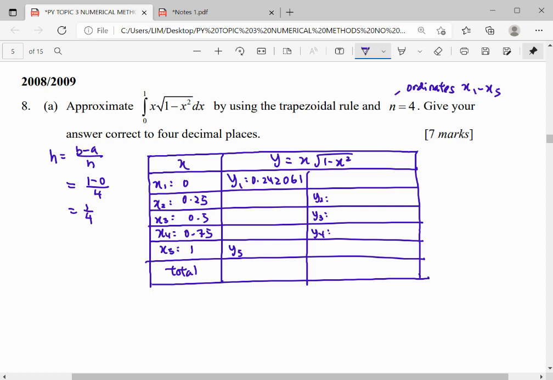Oh, this is y2, yeah. Y1 is 0. Y1 is 0, Y2, Y3. Next. Okay, so done. Clear it off.